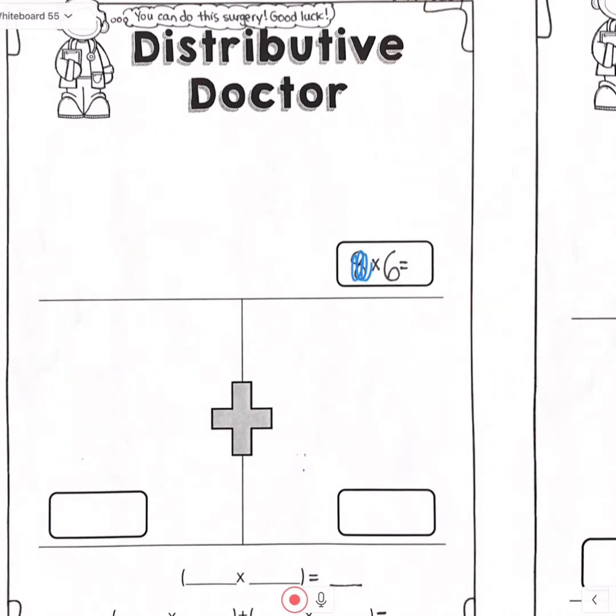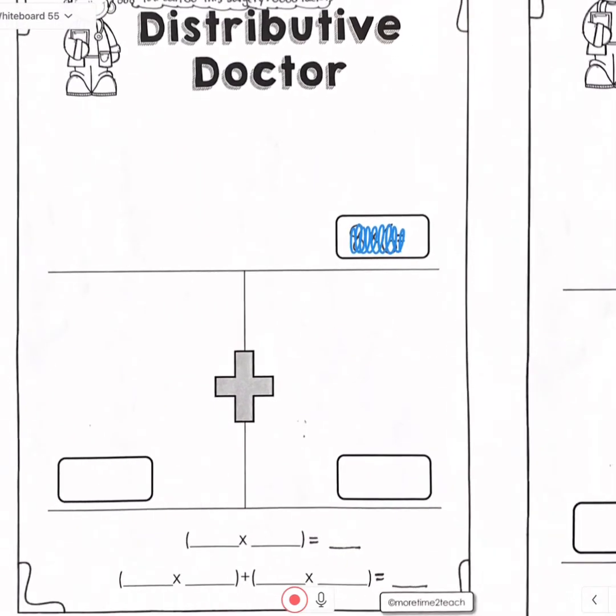We're going to pretend like this is not 8 times 6. So the way you do this distributive property is really the same idea. I'm going to pretend like it is, let's say, 4 times 6. Same thing we just did.